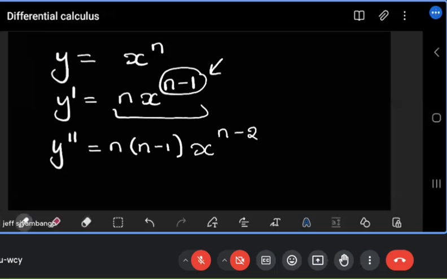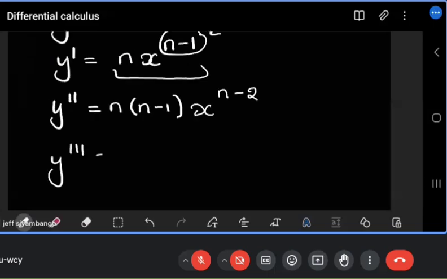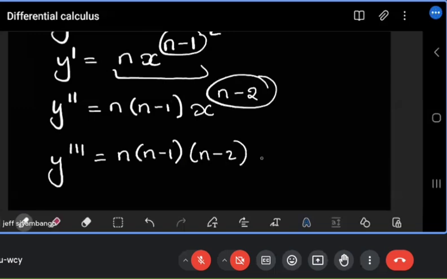The third derivative, y triple prime. Again, we already have this because we're differentiating the second derivative, so we already have n minus 2. So this becomes n minus 1, what we already had, but now we multiply it by that power, n minus 2. And then x, what do we do? Now the power reduces by 1 again, so this becomes n minus 3. So this is how we get higher order derivatives. It's the same thing, we keep differentiating.